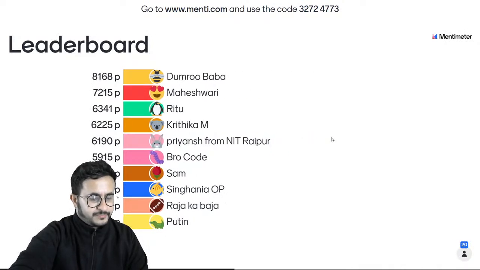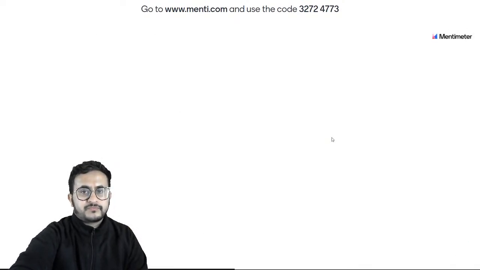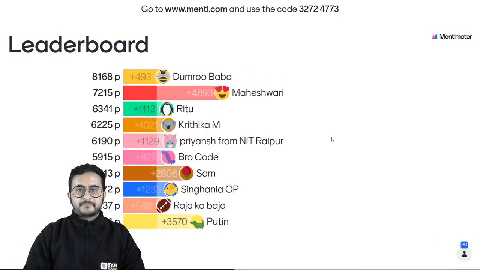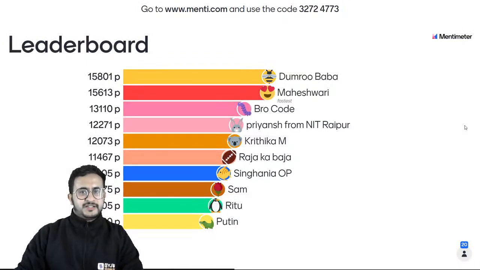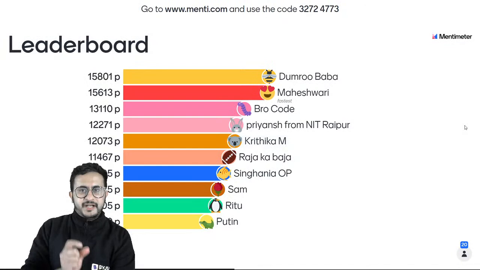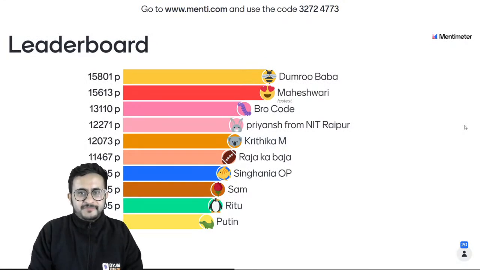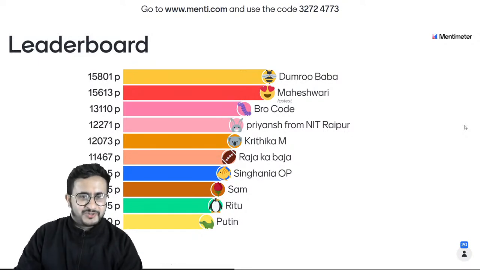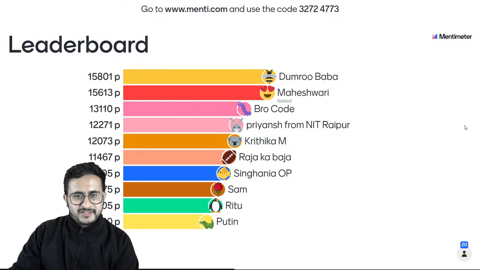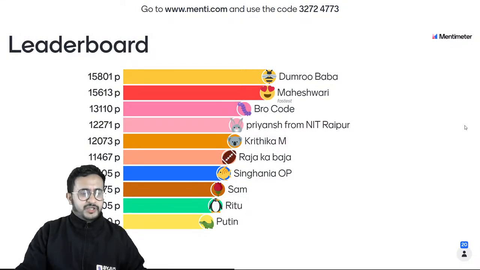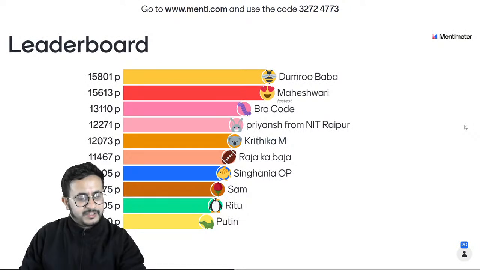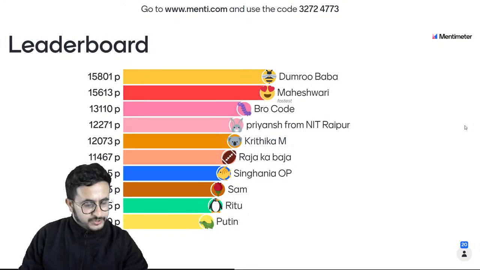Okay, so now let's have a look at the leaderboard. Okay, so this time Maheshwari was the fastest, but still continues to be at the second position, right? But the gap is less between these two. Then we have position 3 Bro Code, and then Priyansh, then Kritika, Raja Ka Baja, Singhania, Sam, Ritu, and Putin. Okay, so Putin is at rank 10 right now. That some crocodile kind of icon. Right, and there were some ladies. So Kritika and Ritu are in the top 10. I remember last time there were more. Okay, so I hope you are enjoying this quiz and I have 20 more questions to go. The faster you answer, the more points you get.